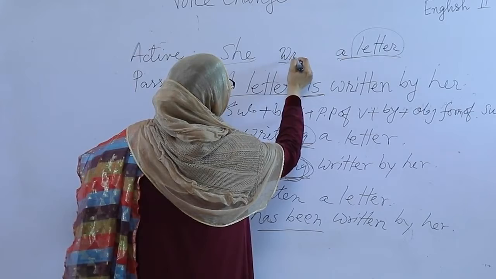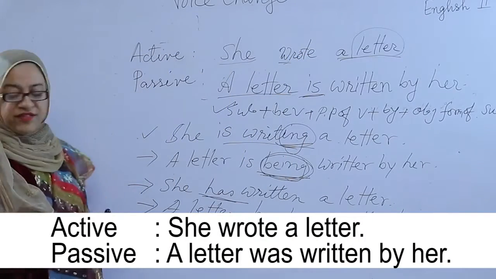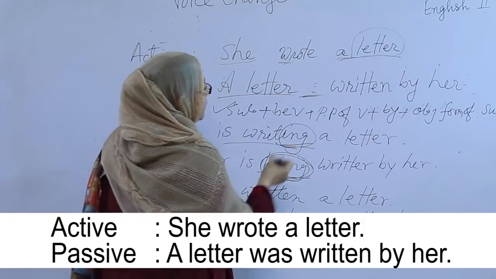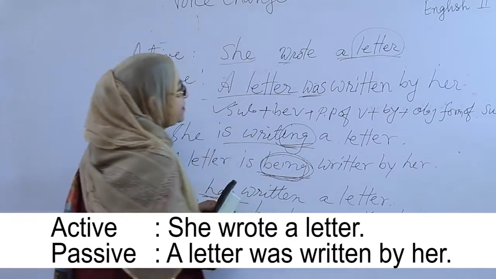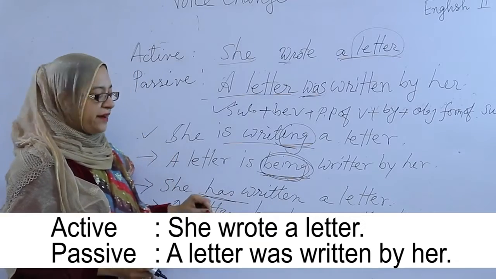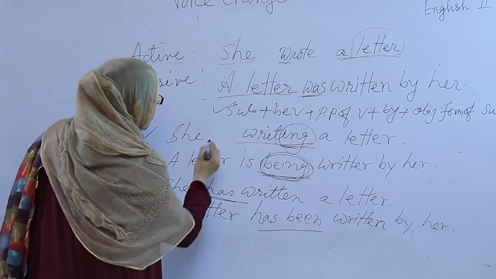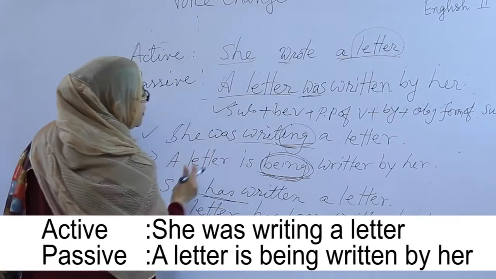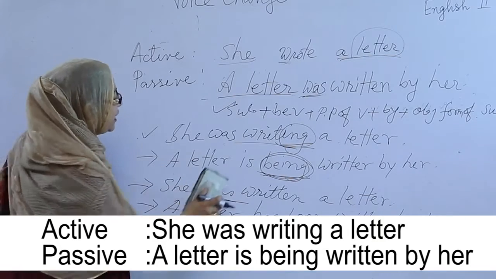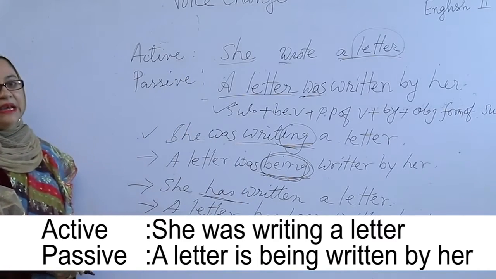I change the verb: she wrote a letter. How can I change it into passive? I only change a letter was, because was is the past form. A letter was written by her. And then we see the continuous form, past continuous: she was writing a letter. When I change it into passive, I only change a letter was. A letter was being written by her.